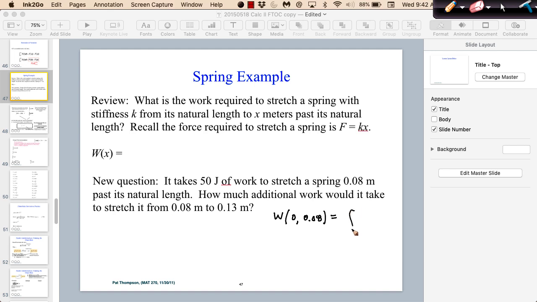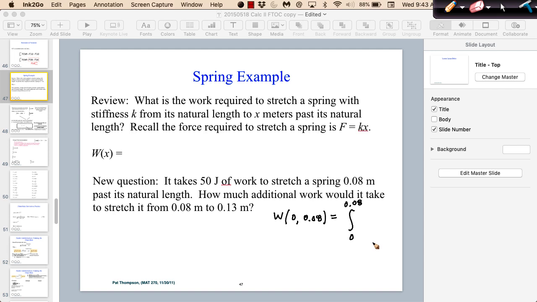Integral, right? I got to integrate from 0 to 0.08. And then what will go here? If I have the quantity of work, then what goes here? Rate of change of work, right? And what is rate of change of work? Force, right? Rate of change of work is force.